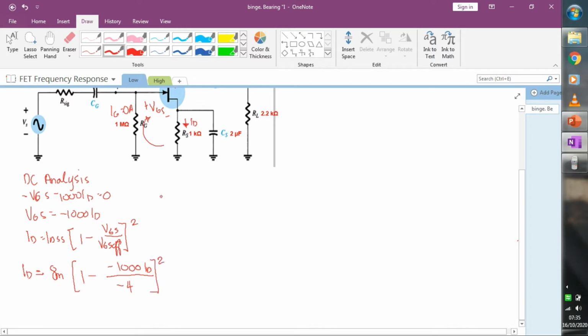Okay, you may be wondering, Sir, Engineer Benong, the VP is negative 4. VP is equal to negative VGS of. Again, this is for Floyd. When you see a circuit like that, with a blue color, that is from Boylestad. And for Boylestad, again, VP is equal to VGS of.